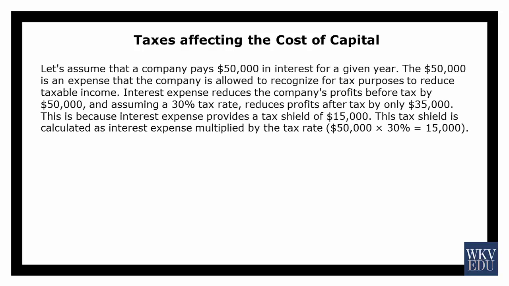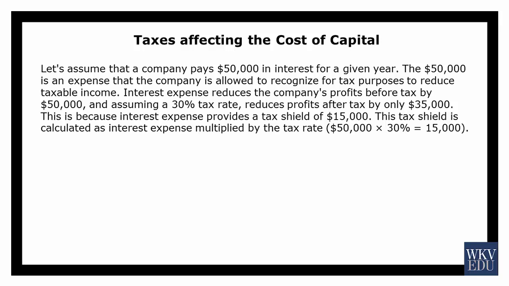So let's assume that a company pays $50,000 in interest for a year. This is an expense that the company is allowed for tax purposes to deduct from taxable income. As a result of this $50,000, assuming a 30% tax rate, it reduces profits after tax by only $35,000, and $15,000 of interest tax shield is obtained. Tax shield is 50,000 times 30%. That's the tax shield.